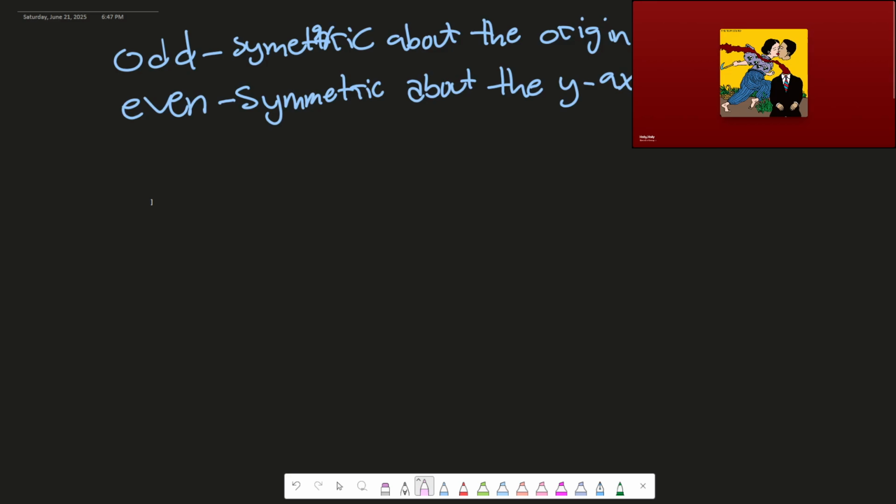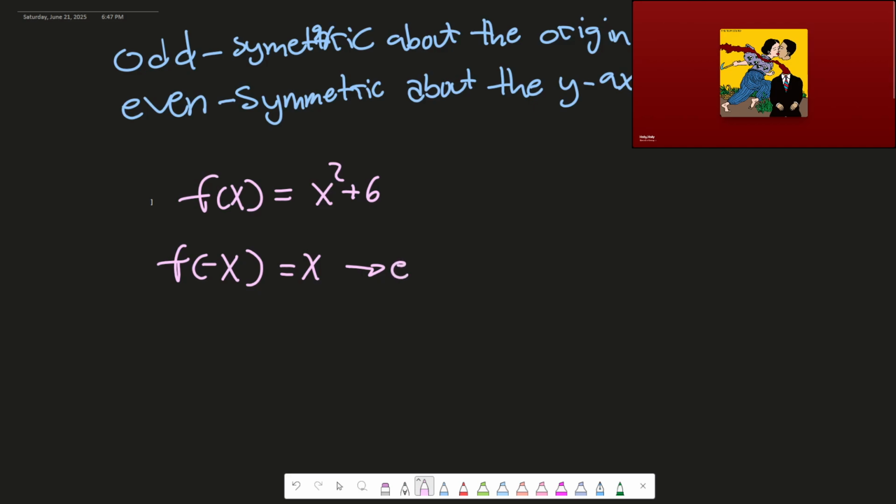And in order to really understand this, let's try going about this algebraically. Let's say I were to give you the function f of x, and f of x was equal to x squared plus 6. If you don't already remember from algebra 2, we can just plug in negative x for x. And if f of negative x equals f of x, the function is even. But if you plug in negative x and get negative f of x, the function is odd.